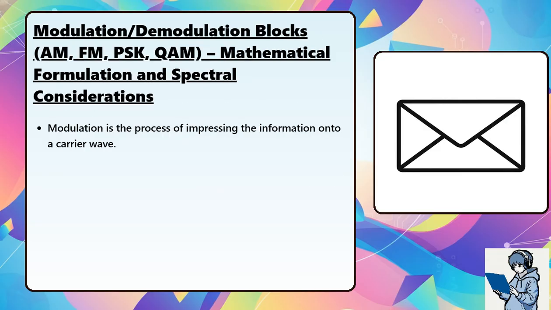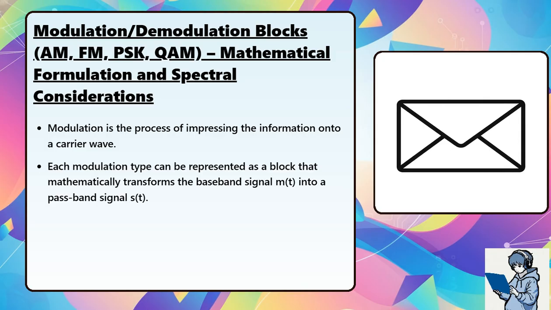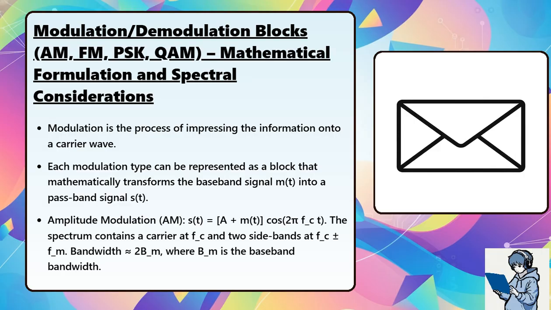Modulation is the process of impressing the information onto a carrier wave. Each modulation type can be represented as a block that mathematically transforms the baseband signal m(t) into a passband signal s(t). Amplitude modulation, AM: s(t) equals A plus m(t) times cosine 2 pi f_c t. The spectrum contains a carrier at f_c and two sidebands at f_c plus or minus f_m, bandwidth approximately 2 times B_m, where B_m is the baseband bandwidth.